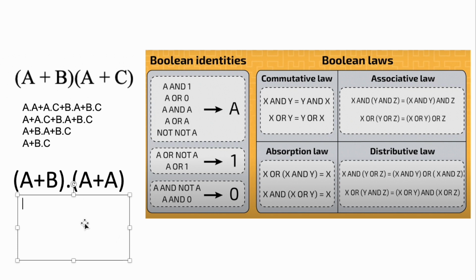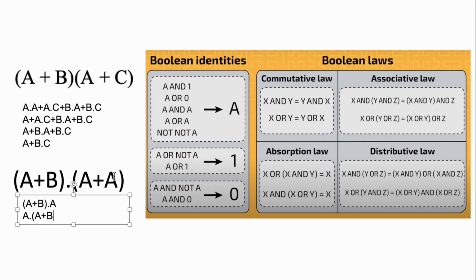Now let's look at the second example, A or B and A or A. Now straight away, looking at the Boolean identities, A or A equates to A because 1 or 1 will give you a 1. So that's pretty straightforward. The second bracket solves itself.